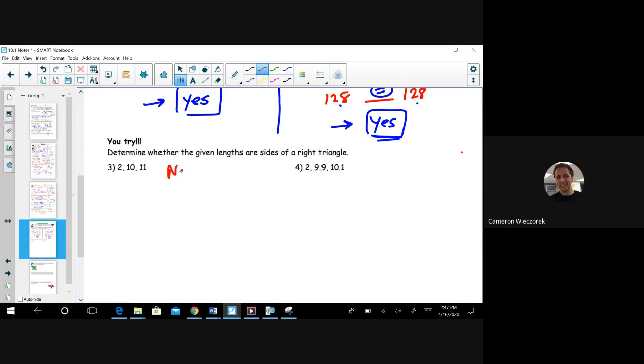So this one you should have gotten no, and this one you should have gotten yes. If you want to see the detailed work for that, take a look at the answer key that I posted in the Google Doc. I have the work shown for that.